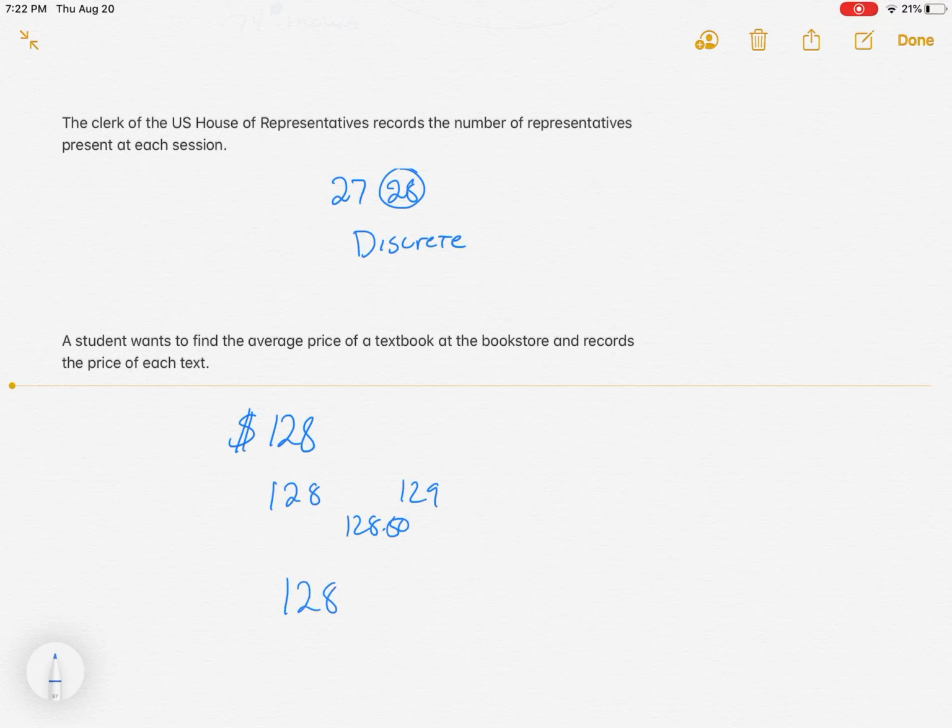If you consider $128, there is a very next price, 128.01. We have a limit to the change that we can make, and because of that, there is a finite cutoff for this. So the price of a textbook, that type of data, is absolutely discrete. It is finite or countable.